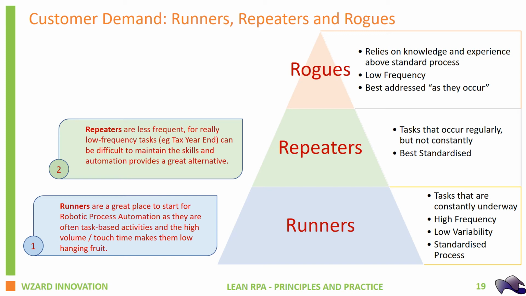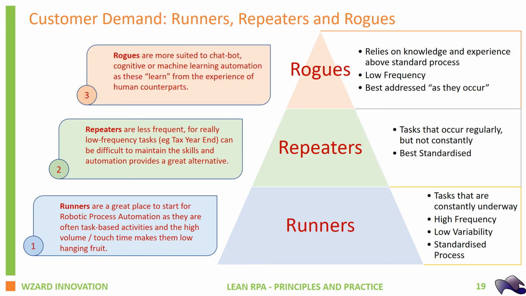And then finally, we have our rogues. And these are perhaps more suited to our chatbots or our cognitive and machine learning end. I mean, not too long ago, we would have said this is outside of the scope of RPA. And it technically is outside of the scope of RPA, but it definitely fits into the machine learning end of the spectrum, into that cognitive end, and gives us now opportunities to link all of the pieces together.